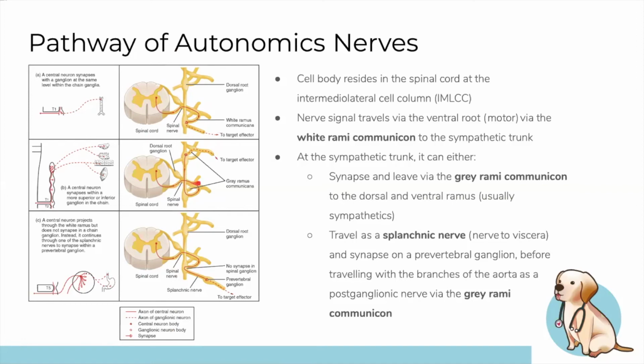So how does this work? It's going to go out via a gray rami communicans, and that's going to take it to wherever it wants to go. That's pathway number one. Pathway number two is it decides to not synapse on this particular elevator. It instead decides to travel out and synapse at a prevertebral ganglion, which is just a collection of cell bodies that's not inside the sympathetic trunk. And then after it synapses there, it's going to travel via another gray rami communicans to wherever it wants to go. That's pretty much the gist of it.